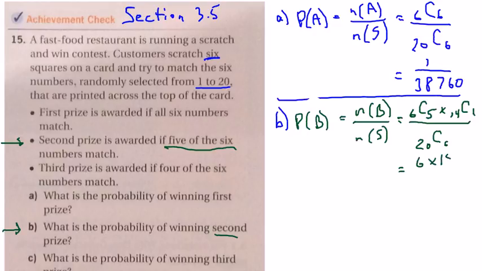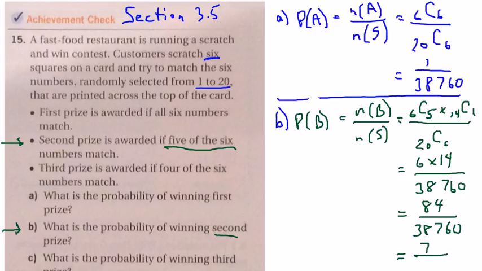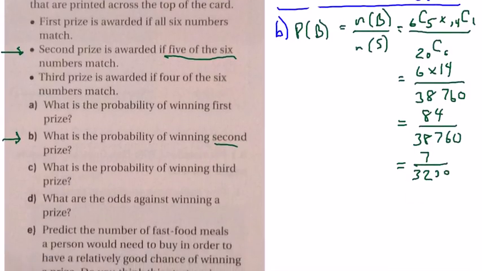So we end up with 6 times 14 over 38,760. So that's 84 over 38,760, which reduces to 7 over 3230. And I'm going to leave it in this form rather than try to convert it to a decimal. It's going to be a very low probability, right? 7 chances out of 3,230 outcomes. Pretty low probability.